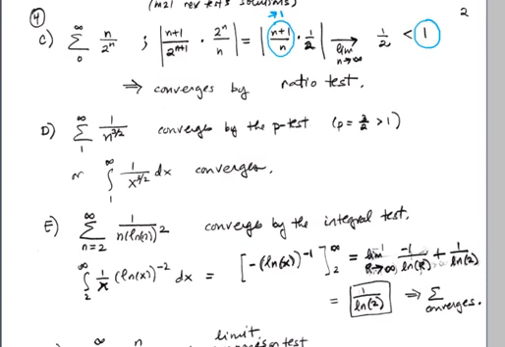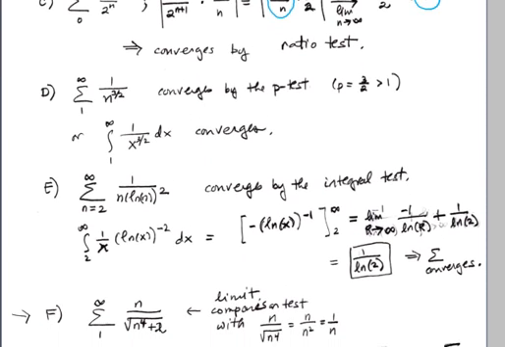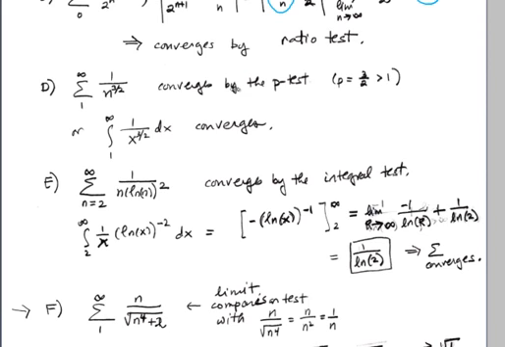Okay, let's go to the next one. In D, we have 1 over n^(3/2). Let me just look at that review sheet. Is that what I have there in D? Yeah, and that just converges by the p-test. p is 3/2, which is greater than 1. Or you can do an integral test, and if you integrate this from 1 to infinity, you'll see it converges.